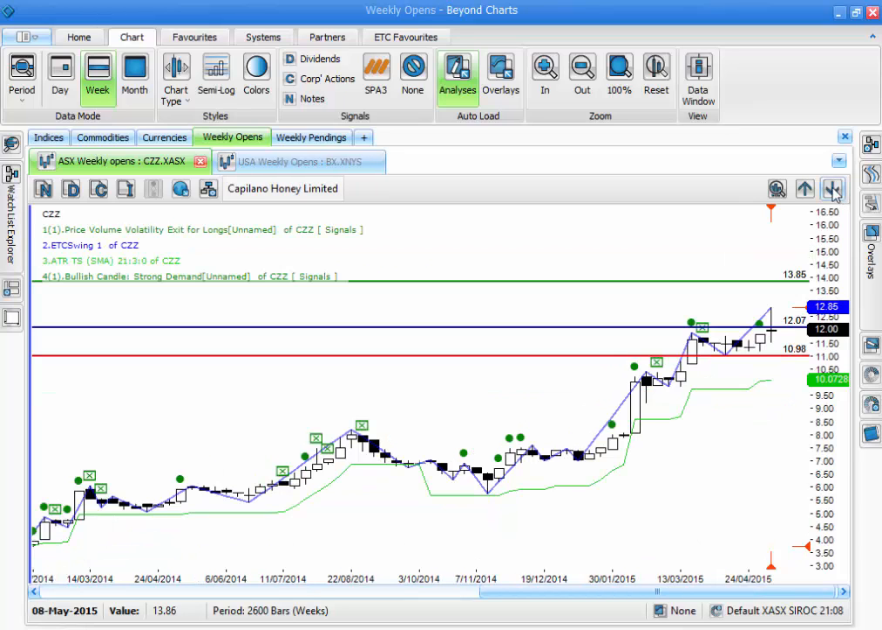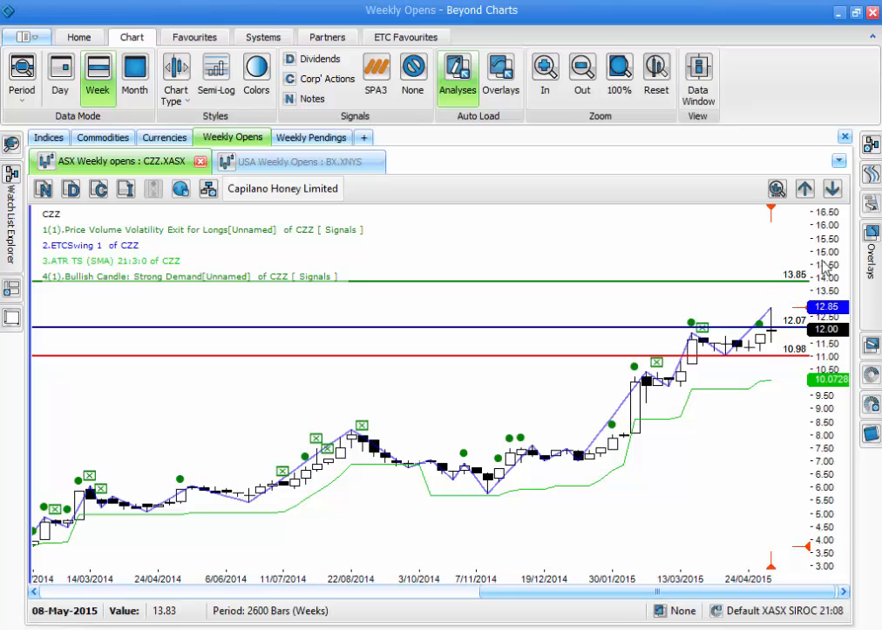CZZ, Capilano Honey. Had a very strong week last week, moving up, and then obviously when we had the interest rate announcement throughout the course of the week and a bit of weakness in the rest of the market, it came off its highs, but still by comparison a fairly good effort given what the market did last week. So that's Capilano Honey there, and again I've got that $14 scale out level there.